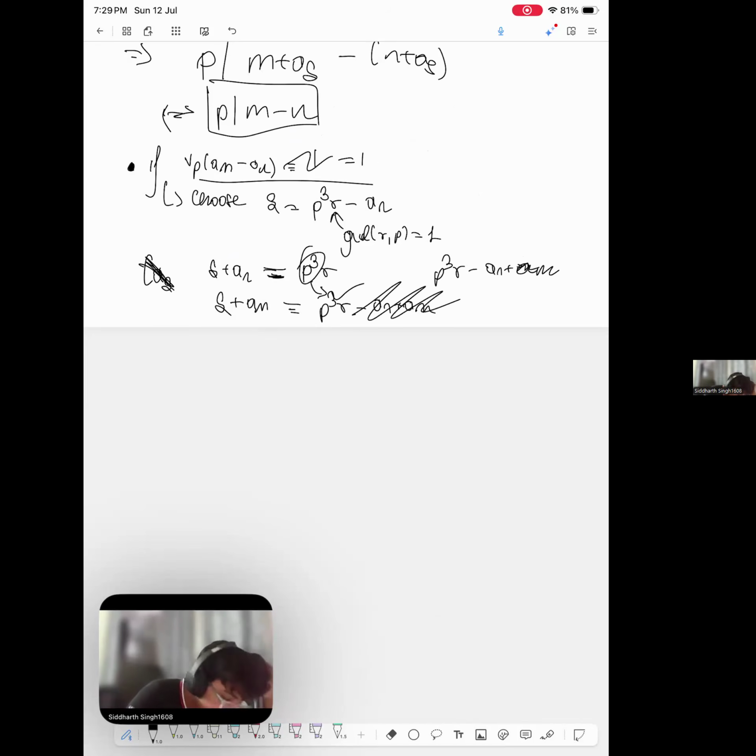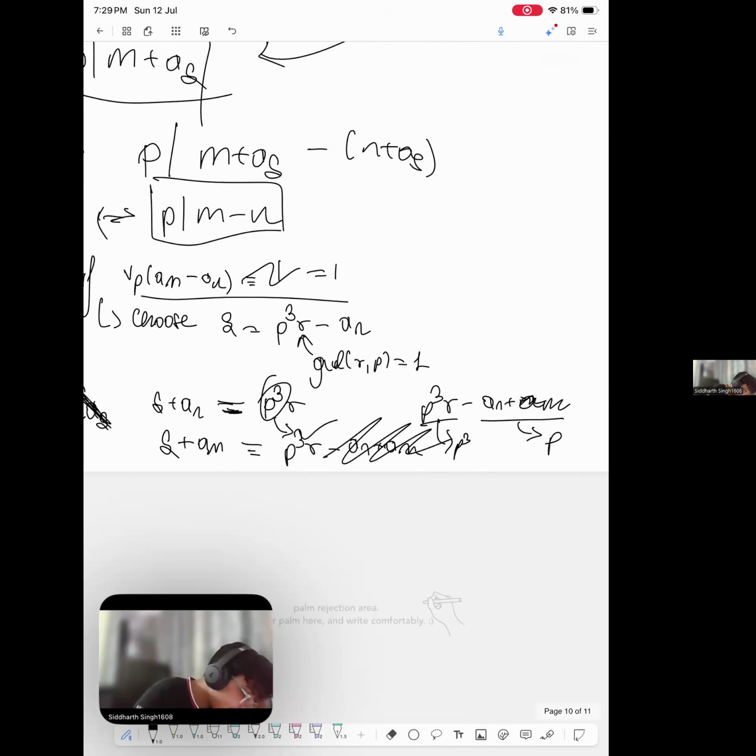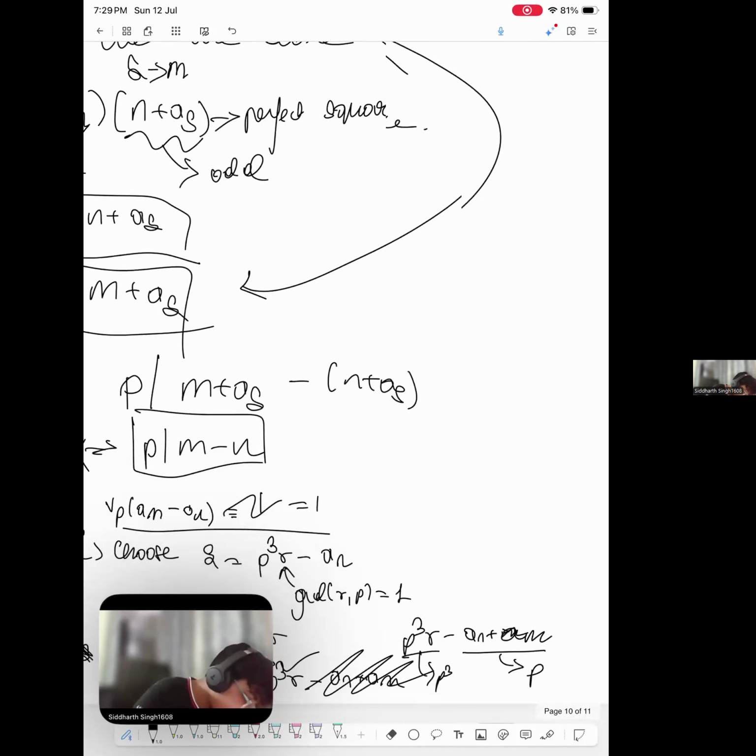The highest power of P dividing this is P cube. The highest power of P dividing this is P. By our assumption, VP of AM minus AN is equal to 1.